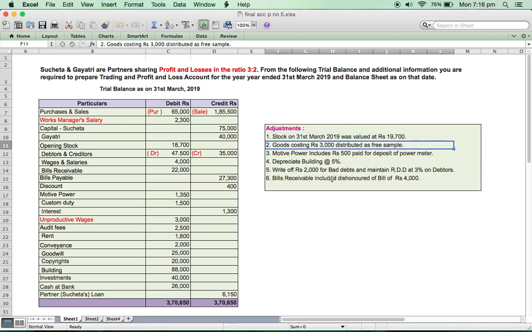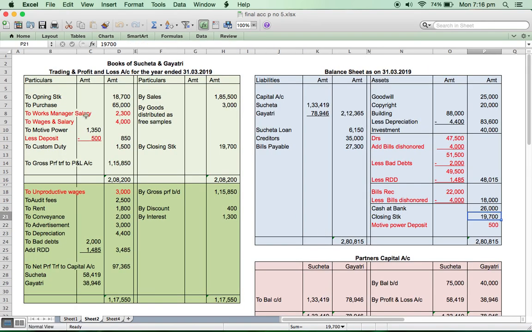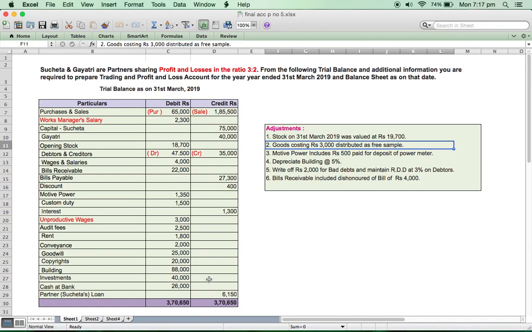The second adjustment is goods costing 3,000 distributed as free samples. This we are going to show here, trading account credit side. Here we are going to write it as by goods distributed as free samples and the amount in outer column. Second effect, P&L account debit side. Here we are going to mention it as to advertisement. Again the amount will be shown in the outer column.